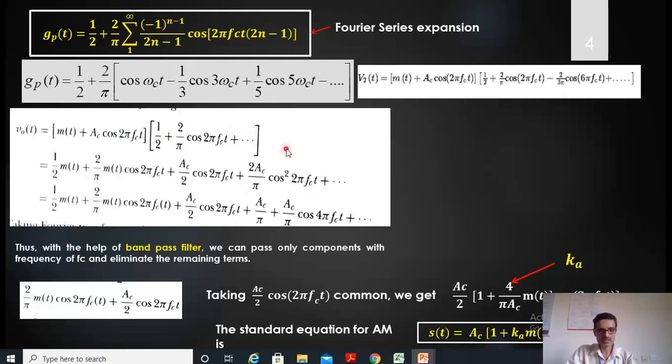I apply the cos square theta rule. Fine. So I get a half m of t, and this particular component, this term Ac by pi. Cos square theta is half of 1 plus cos 2 theta. So that I will get. Then I substitute over here.